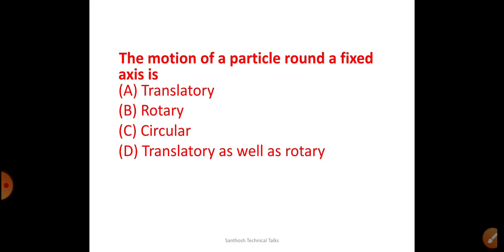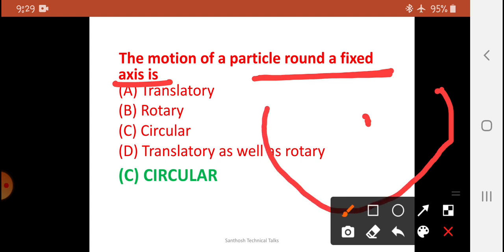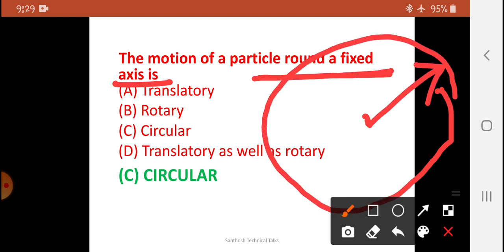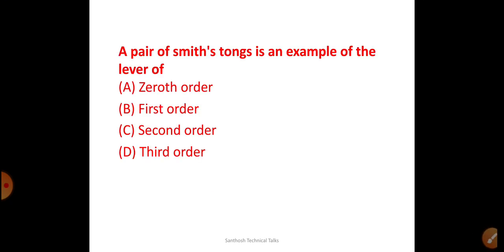And the next very superb question, a motion of a particle round a fixed axis. Round a fixed axis is called a circular motion. So it is not a rotary motion, it is a circular motion. Please understand about round a fixed axis. So this is the fixed axis, say this is a particle, and it takes a round about the fixed axis, and this is called circular motion.